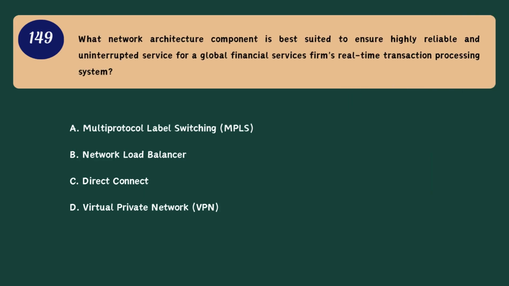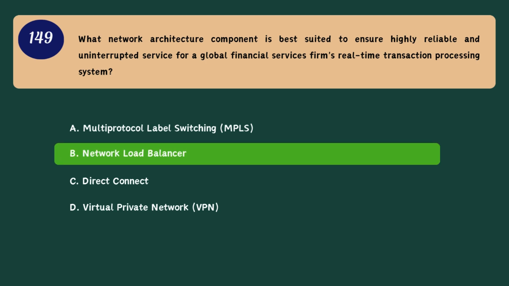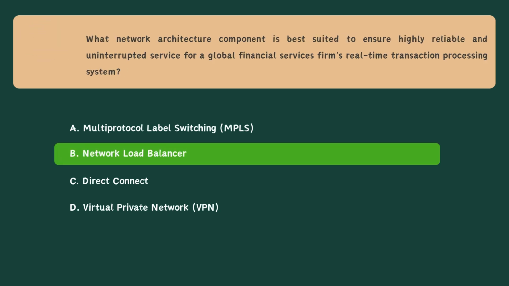Question 149. What network architecture component is best suited to ensure highly reliable and uninterrupted service for a global financial services firm's real-time transaction processing system? A. Multi-protocol label switching. B. Network load balancer. C. Direct connect. D. Virtual private network. Correct answer. B. Network load balancer.